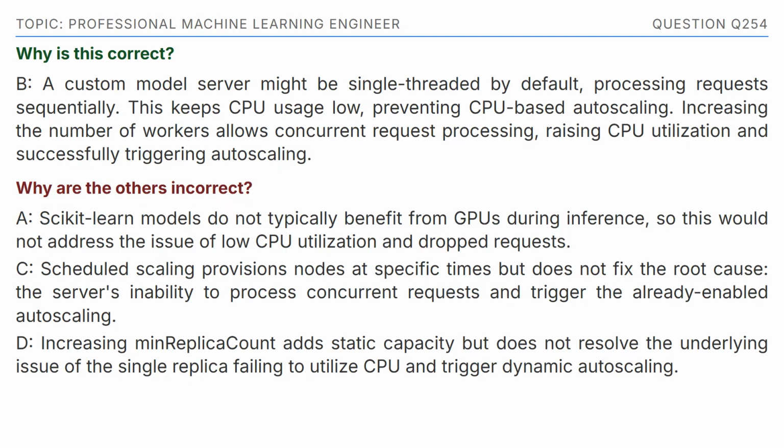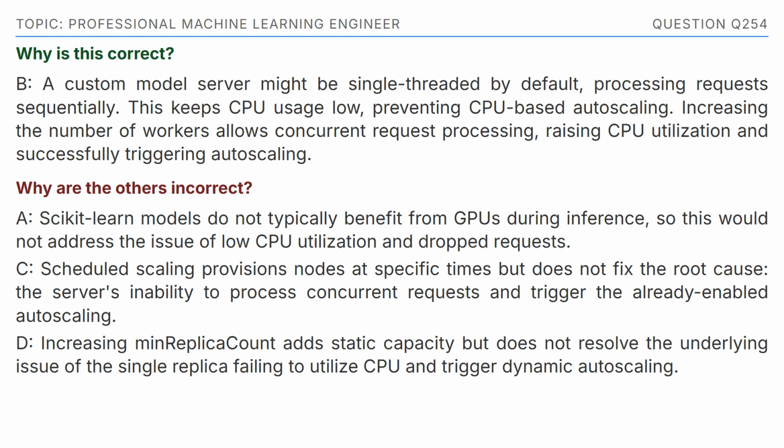Why is this correct? B. A custom model server might be single-threaded by default, processing requests sequentially. This keeps CPU usage low, preventing CPU-based autoscaling. Increasing the number of workers allows concurrent request processing, raising CPU utilization and successfully triggering autoscaling.